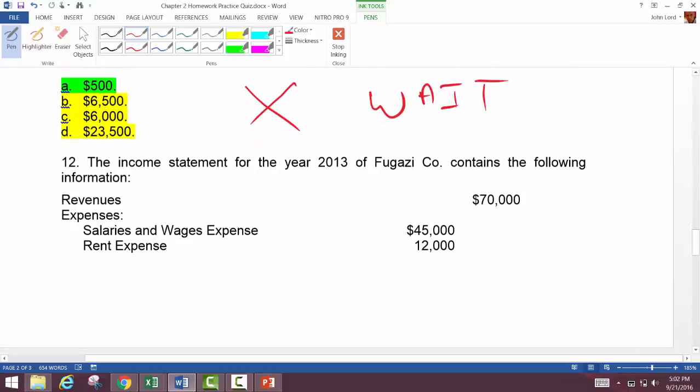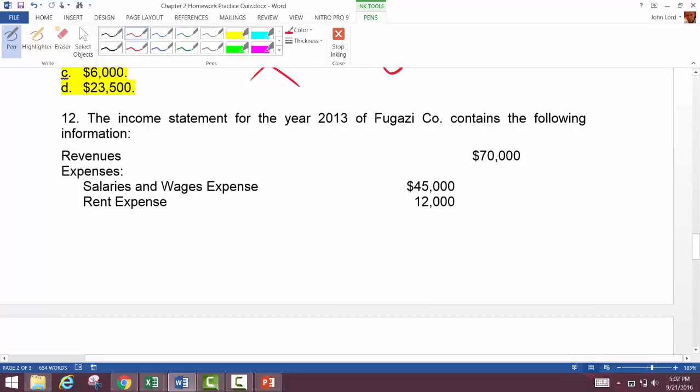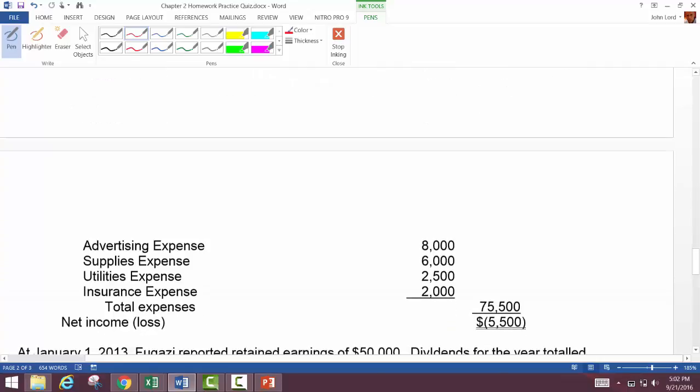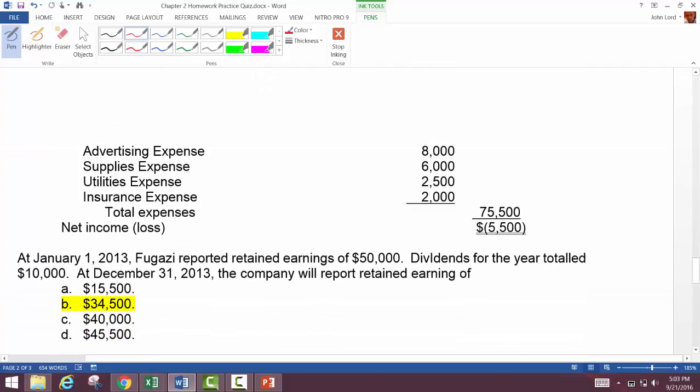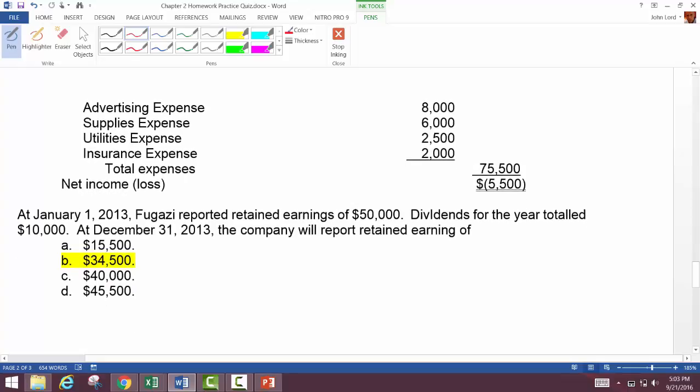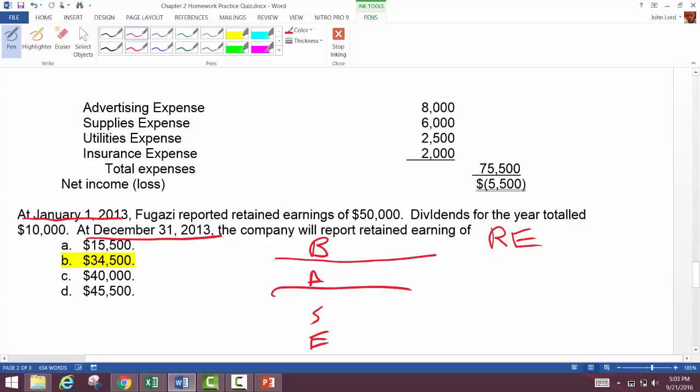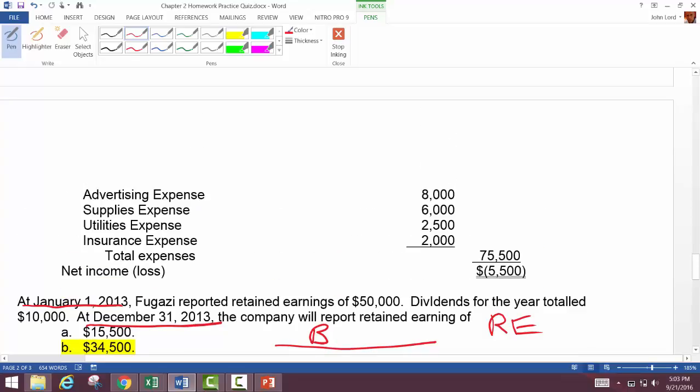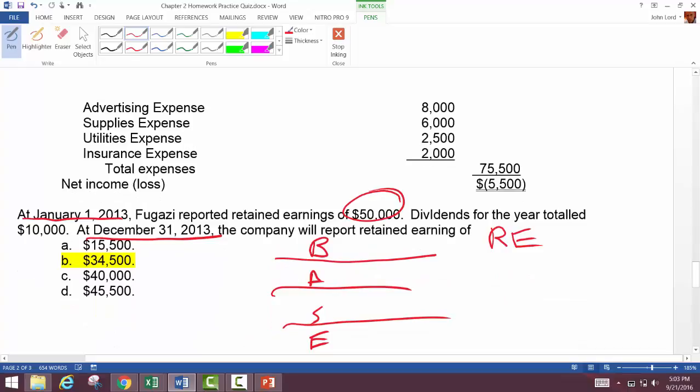Okay. All right. Now we look at this number 12, and we see that we have this Fugazi company, revenues, expenses, and I'm asking you to go ahead and analyze the retained earnings here. If I'm asking you what the ending balance is at the end of the year, I must want you to analyze this information as it affected retained earnings for the entire year. So I'm going to look at the beginning balance, the adds, the subtracts, the ending balance, right? What's the beginning balance? Beginning balance, they told me, is 50,000. Good. So I'm going to pick up that 50,000.